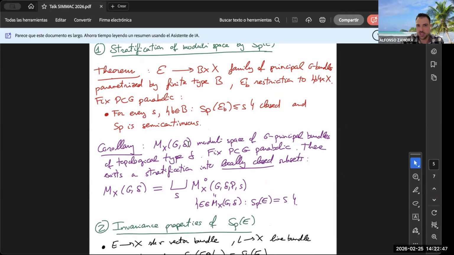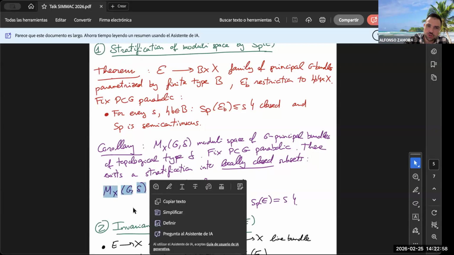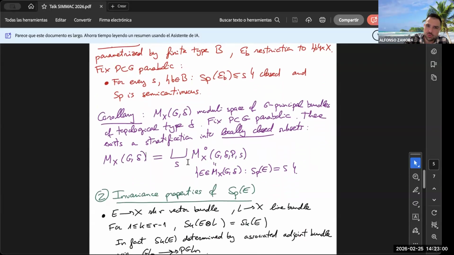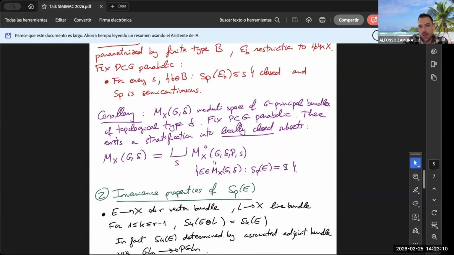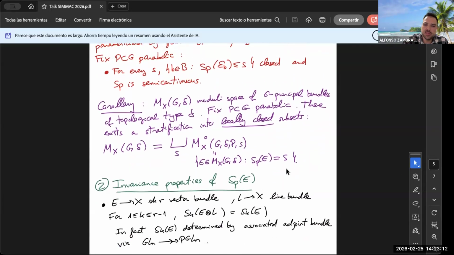So if M_G^delta is the moduli space of principal G-bundles, fixing the topological type delta, we fix a parabolic P, and then we have this disjoint union of the moduli space into these pieces, where each piece is a locally closed subscheme where the Segre function for the parabolic P achieves the number s. I have been calling this Segre number or Segre function a Segre invariant for a while now.